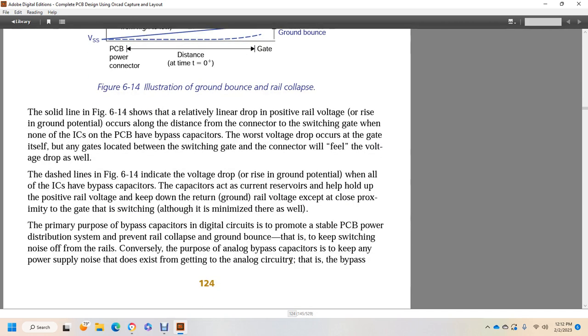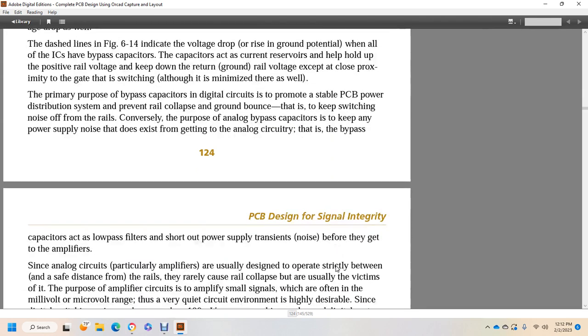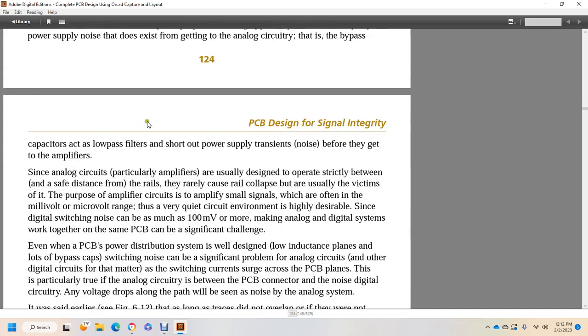The primary purpose of the bypass capacitor in digital circuits is to promote a stable PCB power distribution system to prevent rail collapse and ground bounce. This is to keep switching noise off of the rails. Conversely, with analog circuits, the purpose of the bypass capacitor is to keep any power supply noise from getting into the analog circuitry. That is the job of the capacitor, a low-pass filter that shorts out power supply transient noise before it gets to the amplifiers.